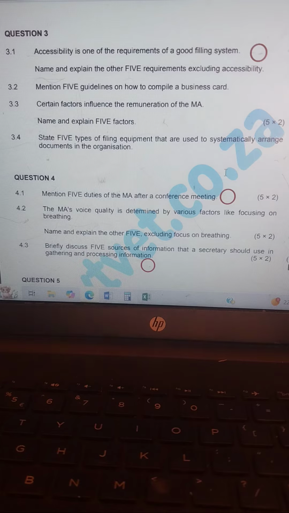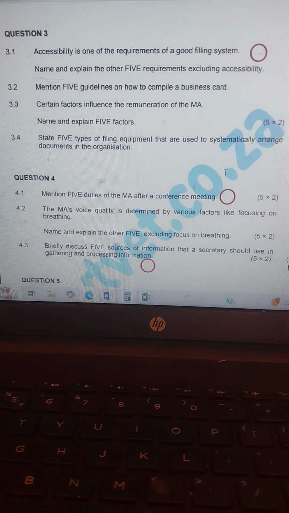Okay, then we go to 3.3. Certain factors influence the remuneration of the management assistant. Name and explain 5 factors. The first factor is the size of the organization. The explanation is larger businesses pay better than smaller businesses. The second one, the location of the business. The explanation, companies situated in cities where there is a large turnover of money will pay better salaries than companies situated in rural areas.